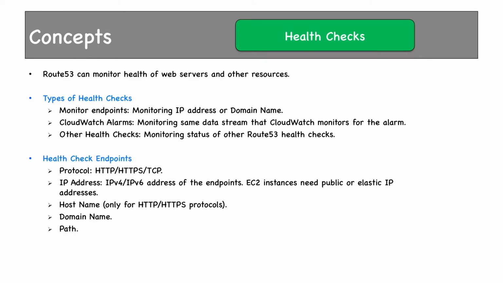Health check endpoints use protocol, IP address, hostname, domain name and path. Everything is similar. We can use either HTTP or HTTPS or TCP. In IP address, we provide the IPv4 or IPv6 address of the endpoints. We can provide a hostname also, which is valid only for HTTP and HTTPS protocols, or the domain name, and of course the path.